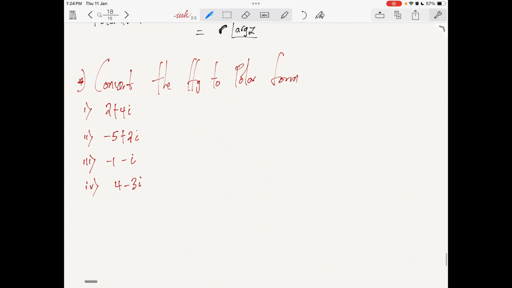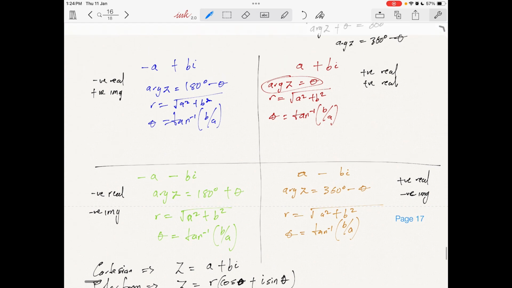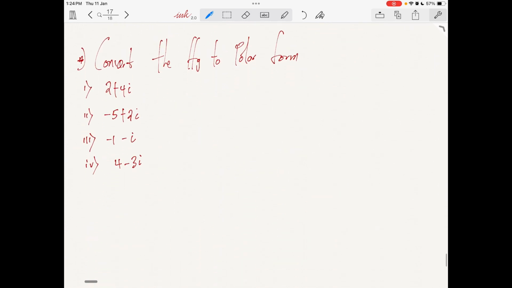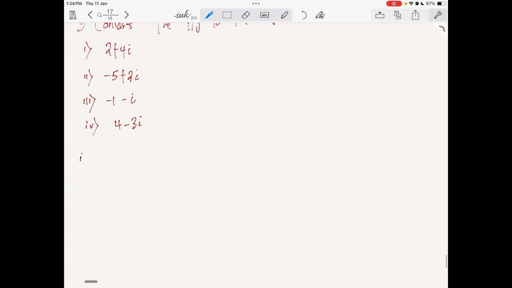Now, in our last video, we concluded on the principles necessary to convert from Cartesian form to polar form. And we have 4 questions to convert to polar form. So let's start from the first.